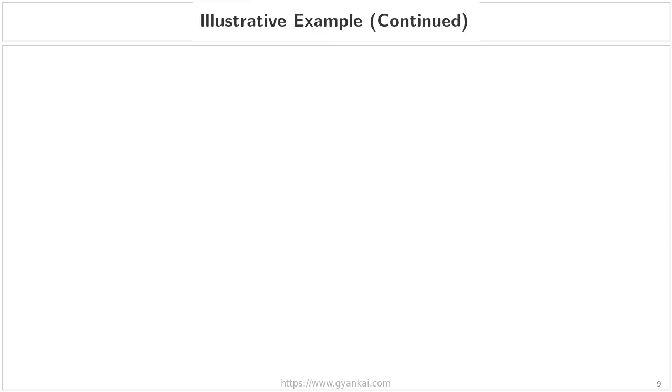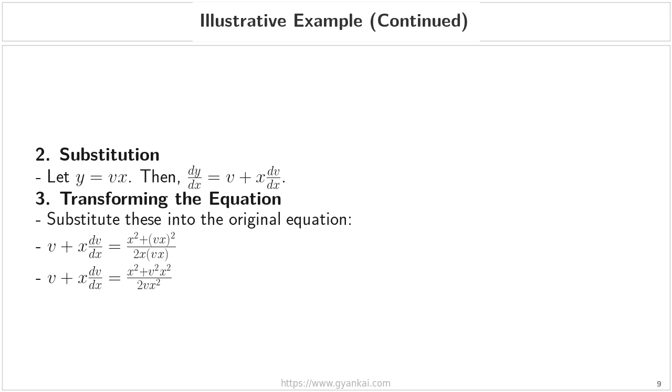Illustrative example, continued. Now that we have identified our equation as homogeneous, let's move into the actual execution of the method. First, we perform the substitution. As we discussed in our conceptual framework earlier, we are going to introduce a new variable, v. We will let y equal v times x because we are changing the dependent variable. We must also update our derivative. Using the product rule, which we just covered in the previous slides, we replace the derivative of y with respect to x with the expression v plus x times the derivative of v with respect to x.